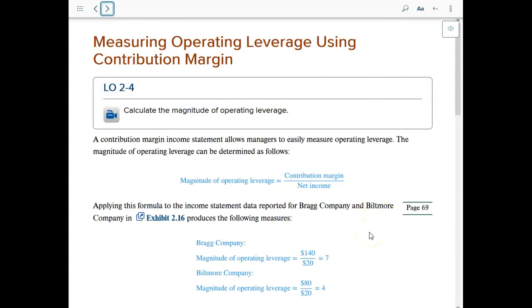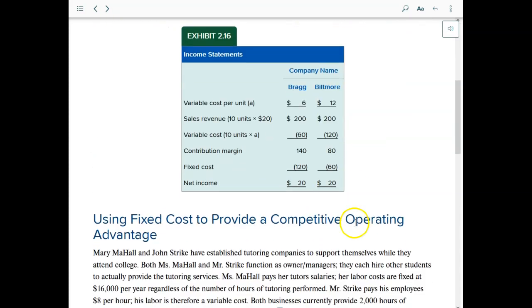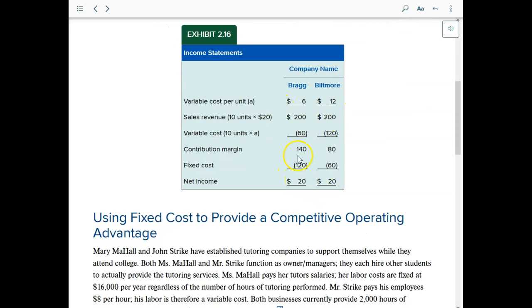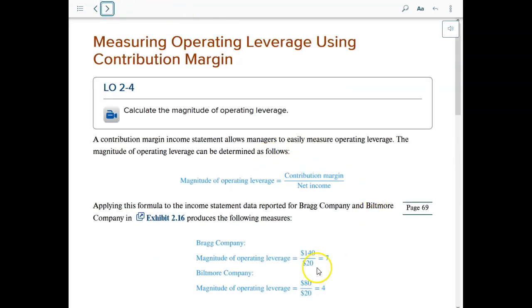Now let's finally see how we compute operating leverage. Okay, we saw earlier that the magnitude of operating leverage is contribution margin divided by net income. So they're getting these numbers from, let's go back to the previous page, right here. Net income, contribution margin. We're going to use those numbers to compute the leverage. And so if we divide contribution margin 140 by 20, the leverage is 7. For Biltmore, 80 by 20, it's 4.